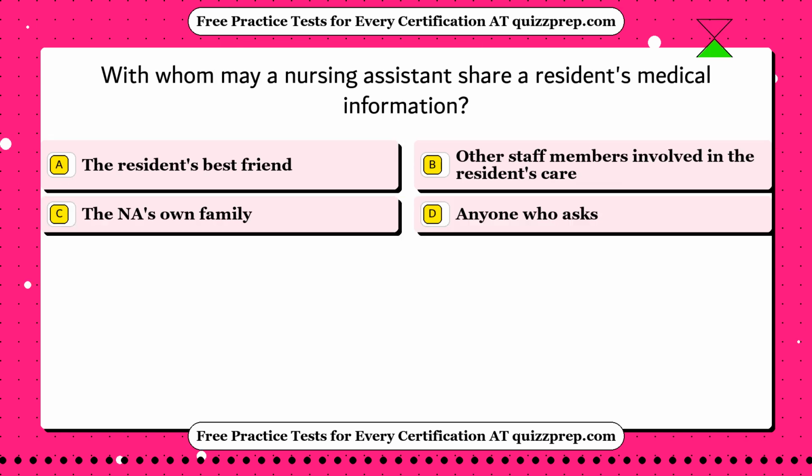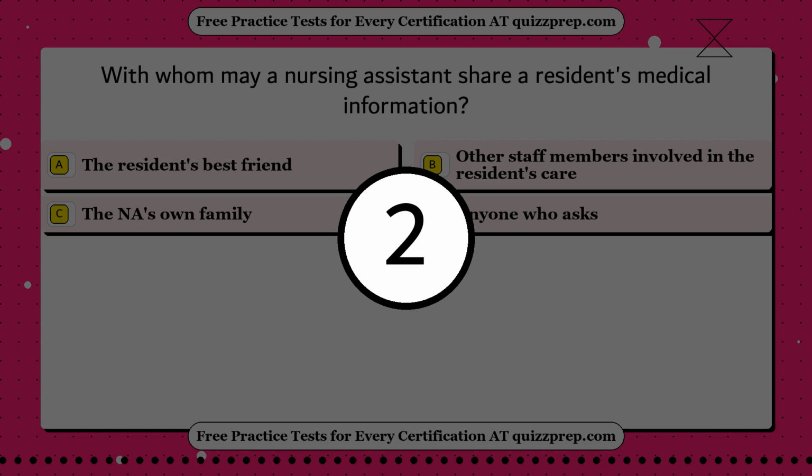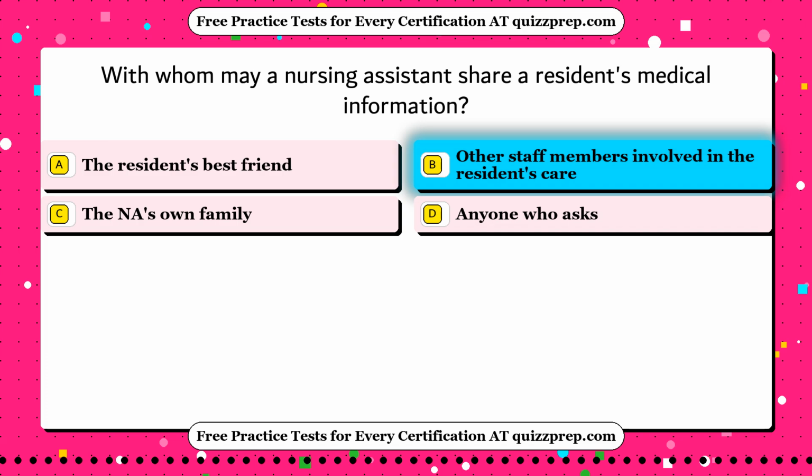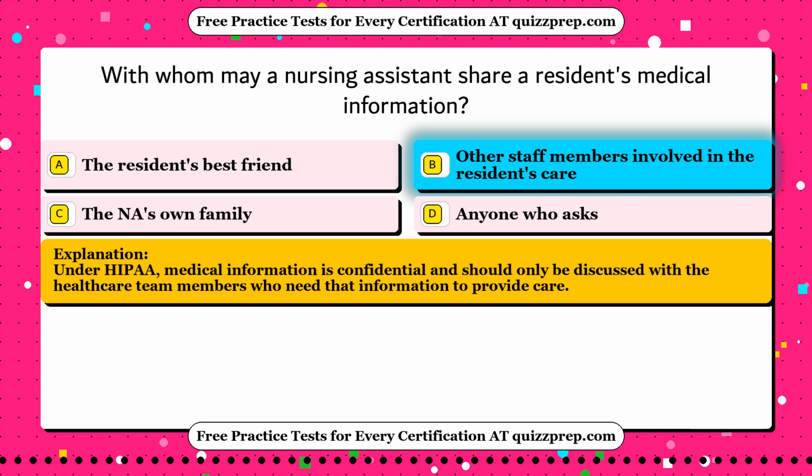Question 9. With whom may a nursing assistant share a resident's medical information? Option A, the resident's best friend. Option B, other staff members involved in the resident's care. Option C, the NA's own family. Option D, anyone who asks. The correct answer is Option B, other staff members involved in the resident's care. Under HIPAA, medical information is confidential and should only be discussed with the healthcare team members who need that information to provide care.